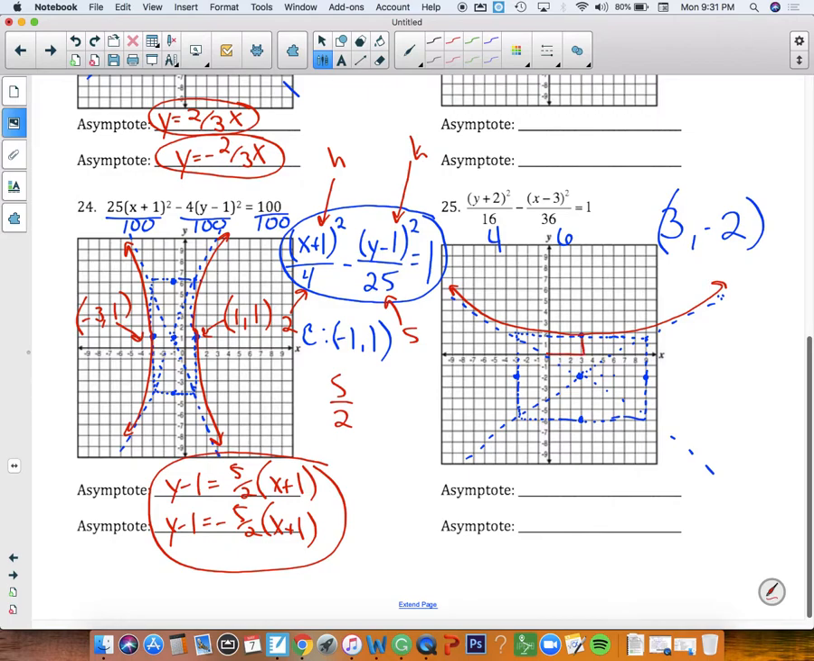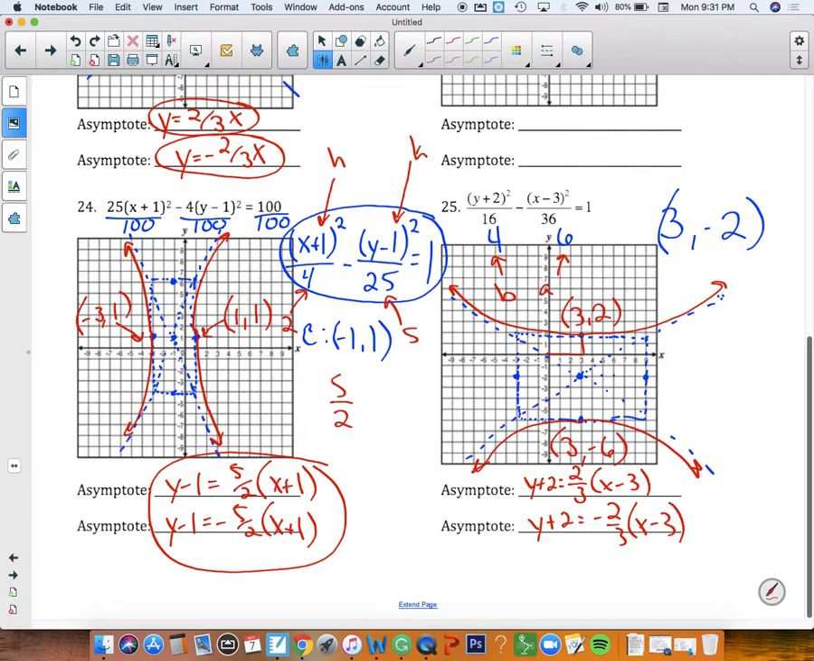So it's 3, 2 for my vertex there. My other one will be 3, negative 6. Just by looking at it and counting to it. Okay? Asymptotes, we do b over a, so that would be a 4 over 6, which we can reduce to 2/3. So we'll have y plus 2 equals 2/3 x minus 3. And then y plus 2 equals negative 2/3 x minus 3. Those are your asymptotes. Okay?